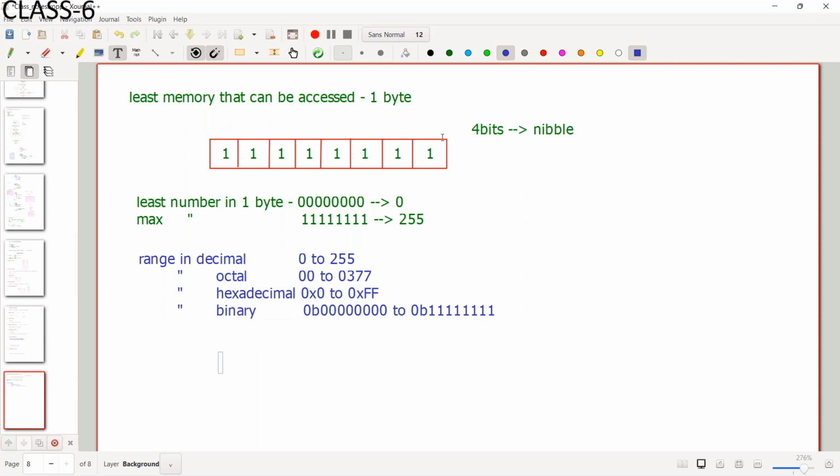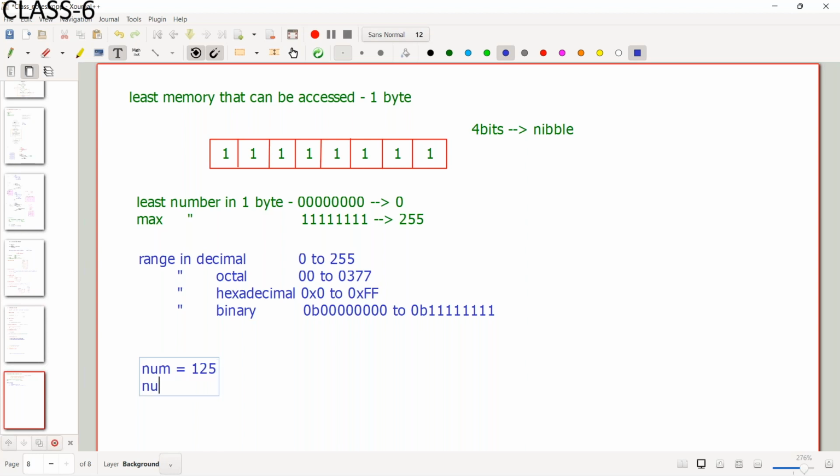Okay, is that clear for you? Suppose I want to write in my program, for example, I want to assign or store 125 in a variable num. In decimal I can give it as 125.